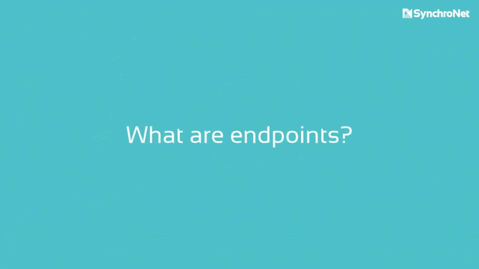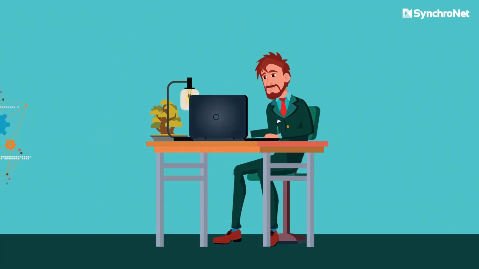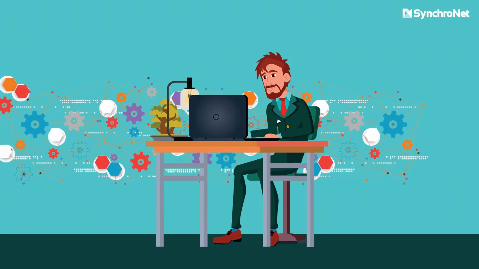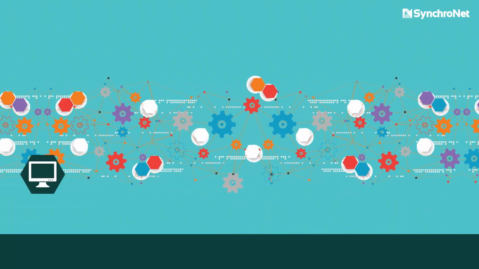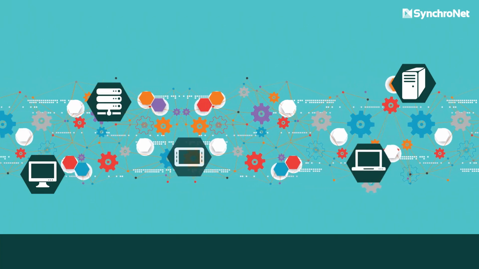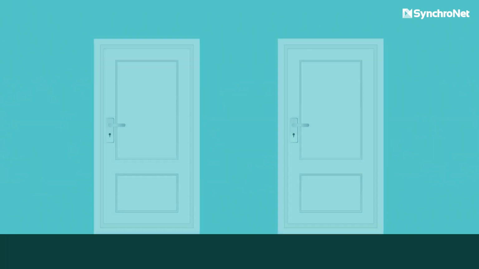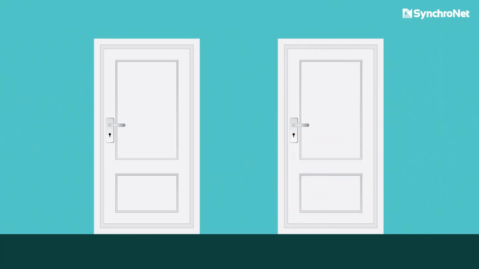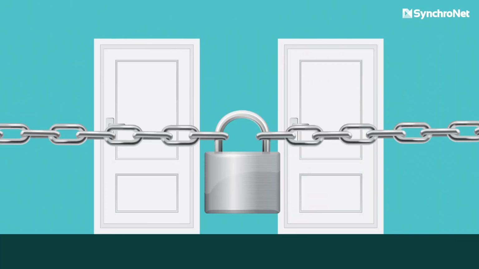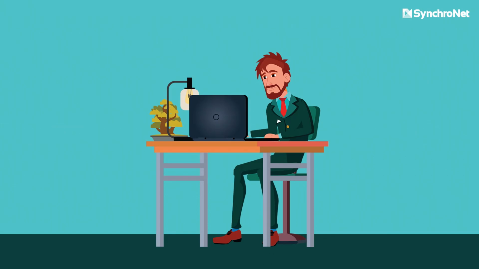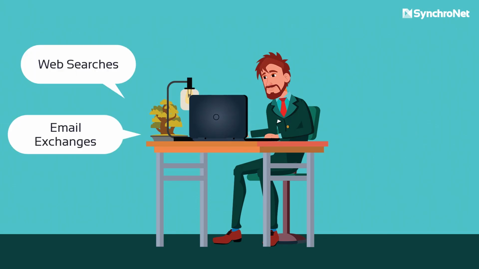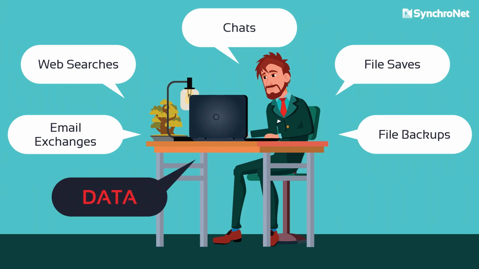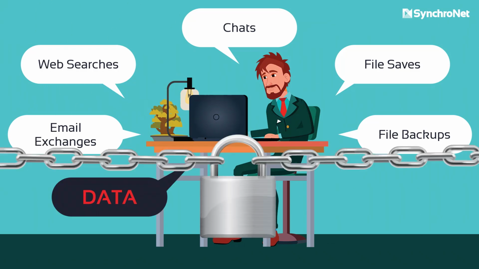First, what are endpoints? You can imagine endpoints as the final stop within your network where people start interacting with your technology. So endpoints are computers, workstations, servers, laptops, tablets, and mobile devices. They're doors. They open from your network into the wider world. And because they are doors, traffic through them needs to be guarded. What traffic? Web searches, email exchanges, chats, file saves, file backups. In fact, if it's related to data within your organization, yes, it needs to be guarded.